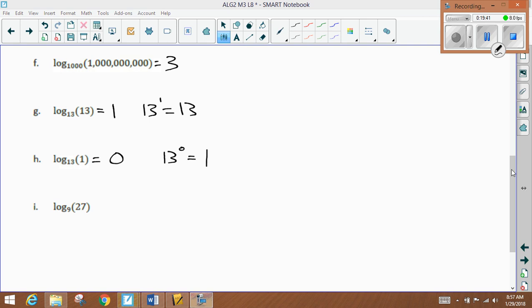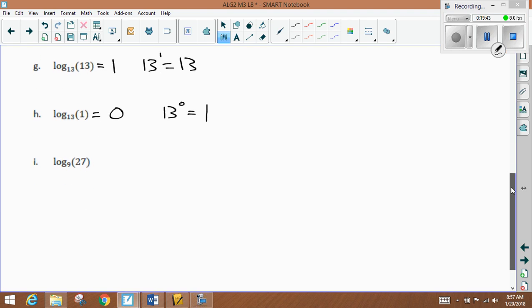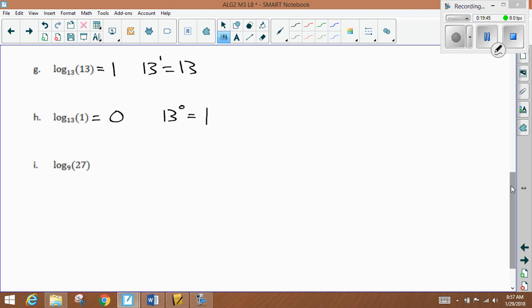Write this one on the side. This one's not in your book, but it is. Where is it? Yeah, it's below it. Oh, yeah, it's right below it. It's J.